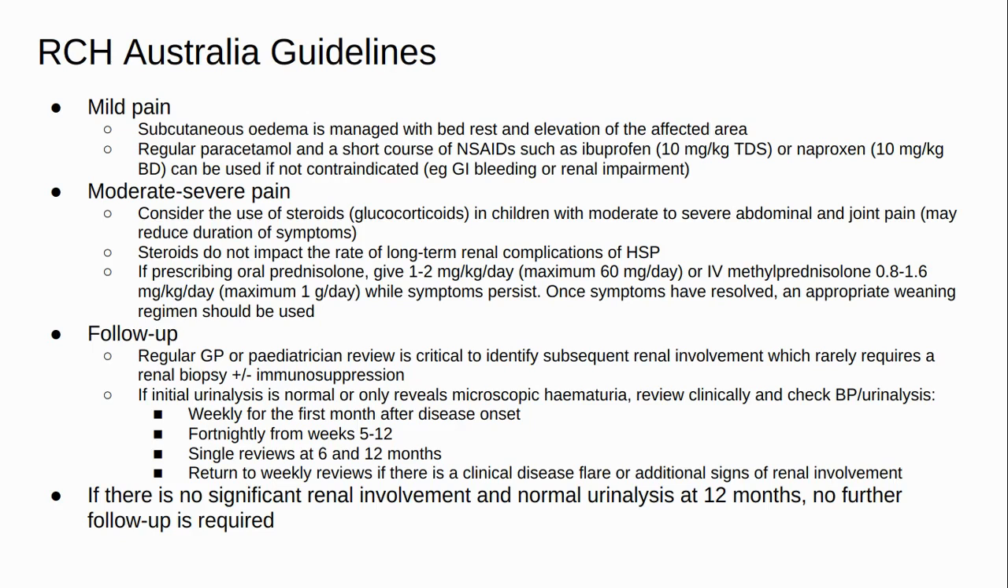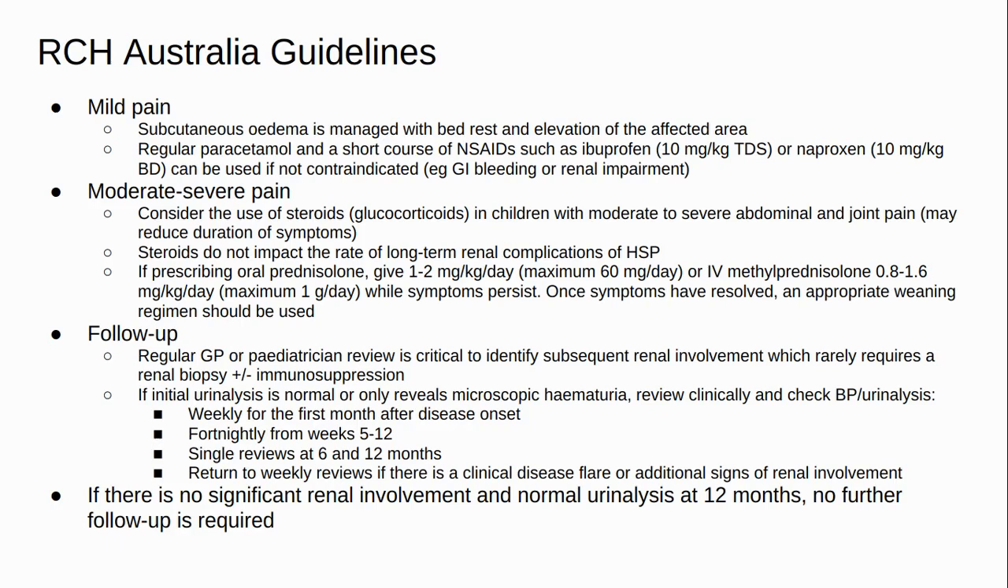Weekly reviews for the first month after disease onset. Fortnightly reviews from weeks 5 to 12. Single reviews at 6 and 12 months. Return to weekly reviews if there is a clinical disease flare or additional signs of renal involvement. If there is no significant renal involvement and normal urinalysis at the 12-month mark, no further follow-up may be required. However, it is essential to remain vigilant and seek medical attention promptly if any concerning signs or symptoms arise.